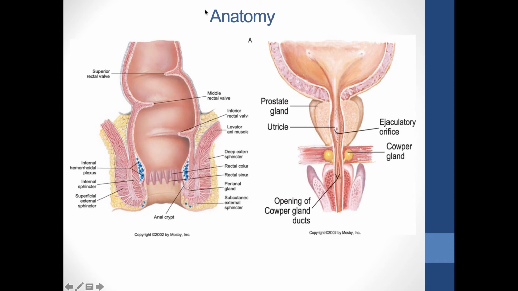So here, looking at the picture, you can see these. Looking at this side, we've got some internal hemorrhoid plexus here. You have down here what can form external hemorrhoids. These are the columns that we just talked about here. We'll go over the prostate in a second. But here you can also see the external and internal sphincter muscle.